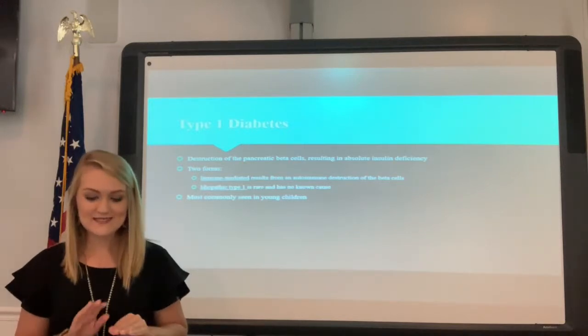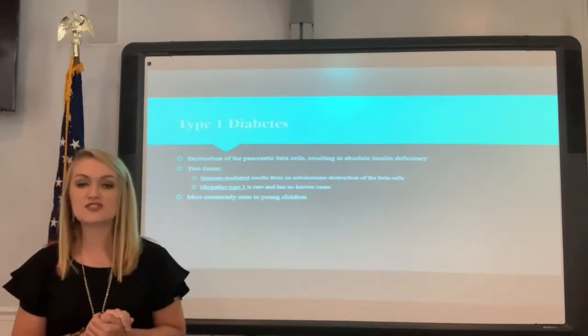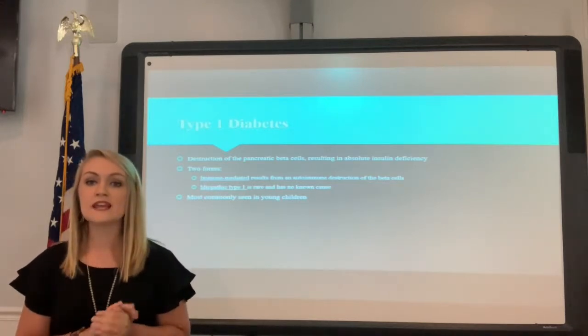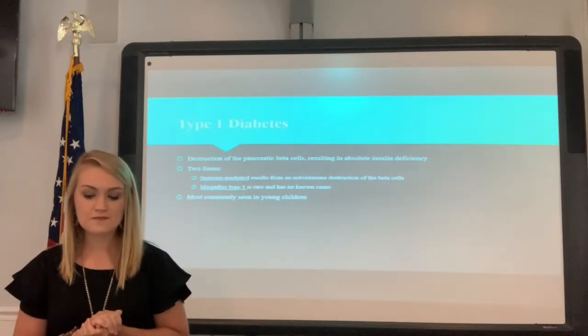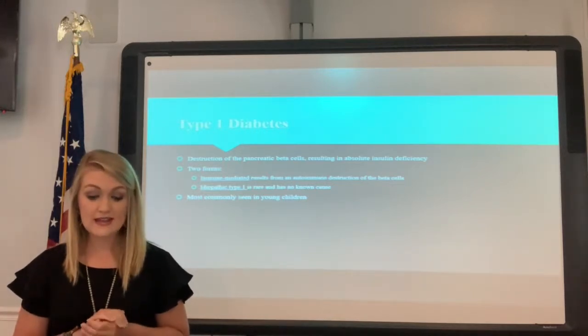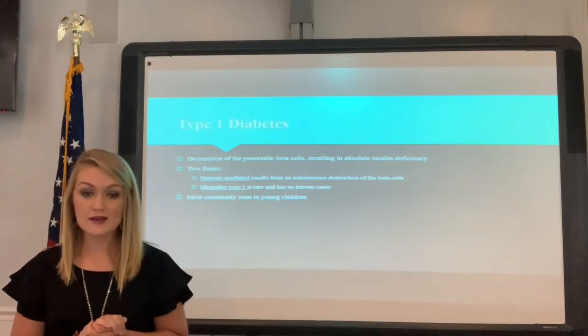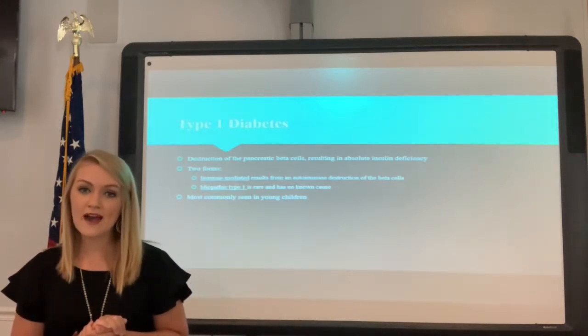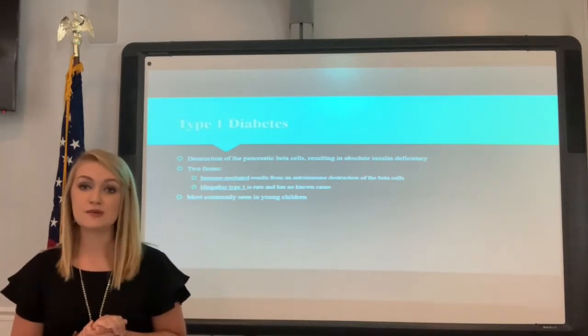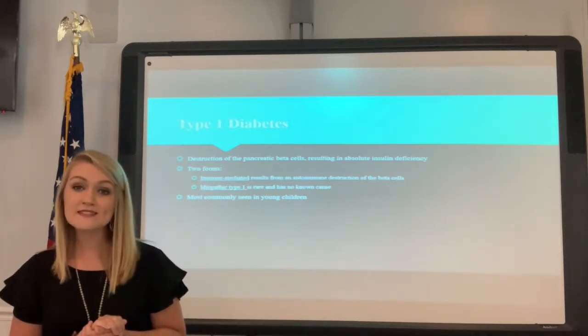Type 1 diabetes is characterized by the destruction of the pancreatic beta cells, which produce insulin, resulting in absolute insulin deficiency. Type 1 has two forms. Immune-mediated diabetes results from an autoimmune destruction of the beta cells. And then idiopathic type 1 refers to the rare form of the disease that has no known cause. Type 1 diabetes is most commonly seen in young children.